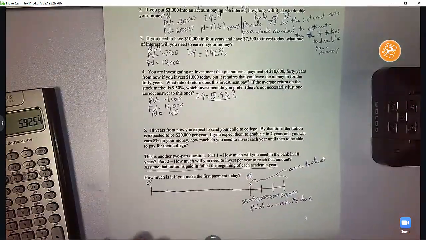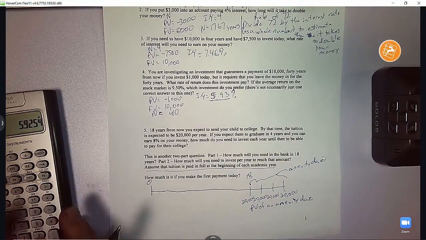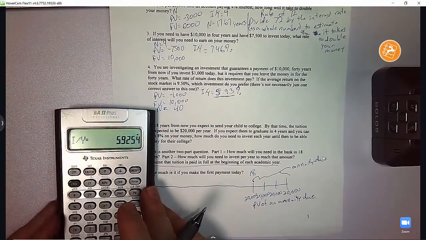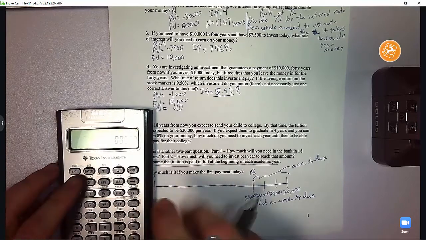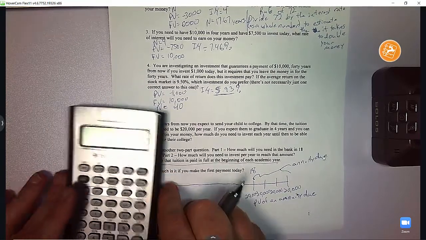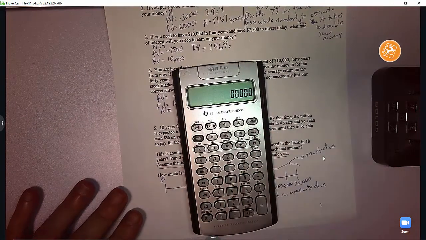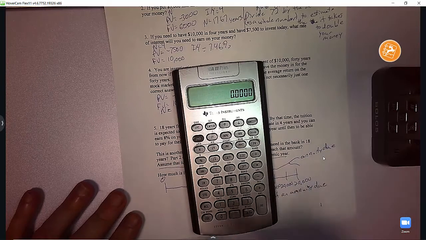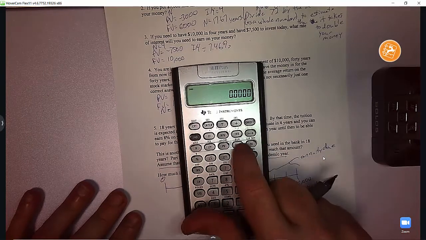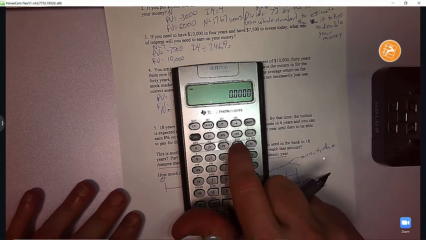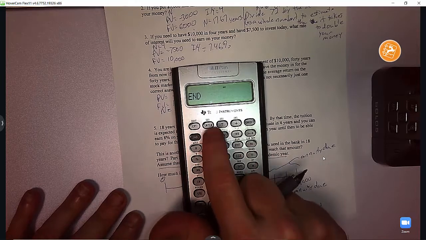So for this one, I need to make a few changes in my calculator. First thing I'm going to do is clear everything out. The next thing I want to do is to change this from a regular annuity to an annuity due. So in order to do that, I'm going to press second and then payment. And you'll notice above payment it says BGN. And it says end here.